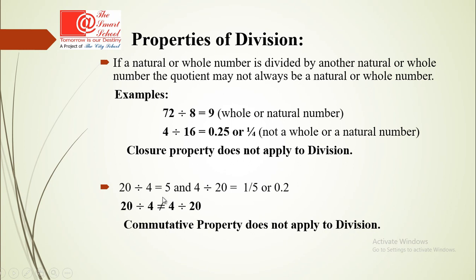Now we will check on commutative property on division. It is 20 divided by 4 is equal to 5, and 4 divided by 20 is equal to 1 over 5 or 0.2. It means 20 divided by 4 is not equal to 4 divided by 20. So commutative property does not apply to division.